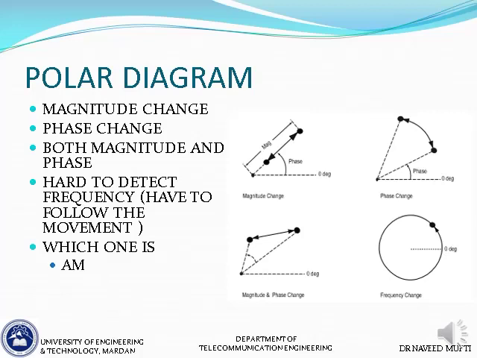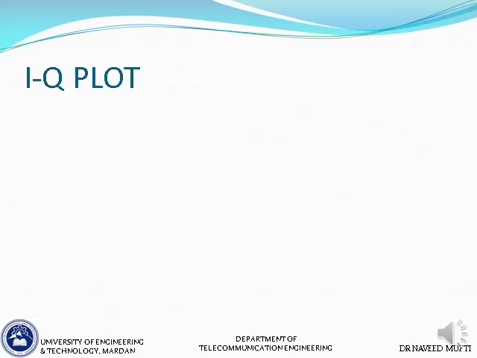So which one of these figures represents amplitude modulation, if I may ask you? Which one of them represents phase modulation? And which one of them represents frequency modulation? I leave it to you to make intelligent guesses.